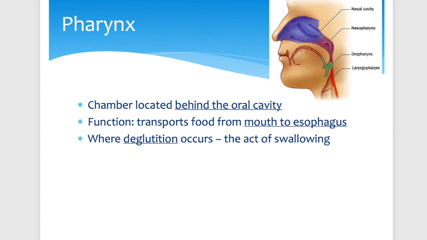Next, we have your pharynx, which again is your throat. It's located behind the oral cavity or the mouth, and its job is to get food from the mouth to the esophagus. And it's going to be where deglutition or swallowing occurs. So that would happen in your pharynx or your throat.